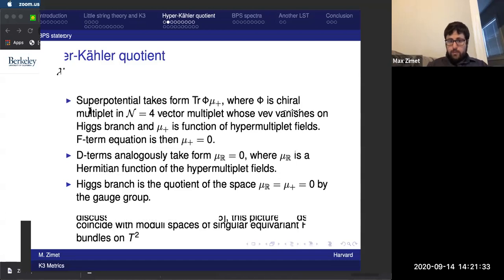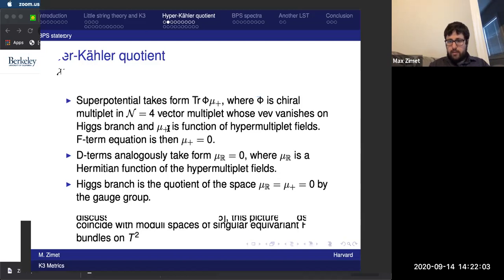Okay, so let me review the hyper-Kahler quotient formalism. The idea is that in a general 3D N=4 gauge theory, one has some chiral multiplet phi in the vector multiplet whose vev vanishes on the Higgs branch, which is what one is interested in, and the superpotential is just of this form.